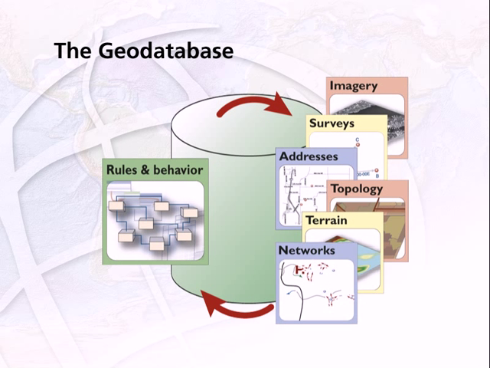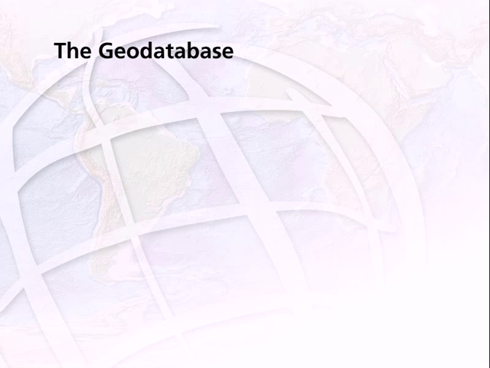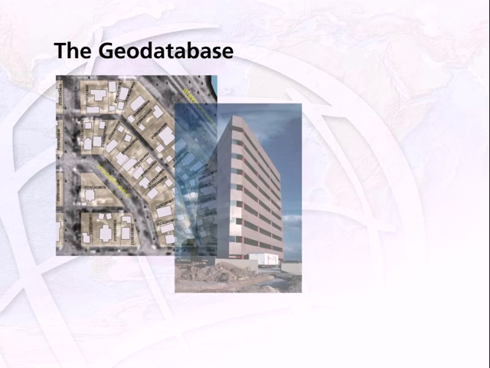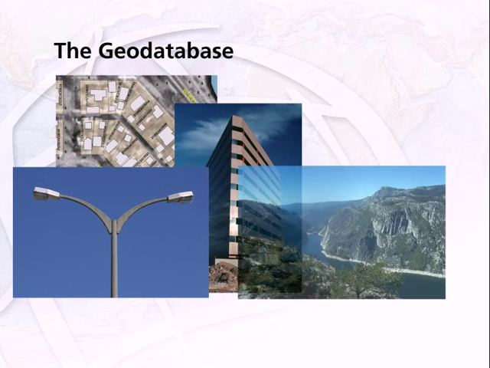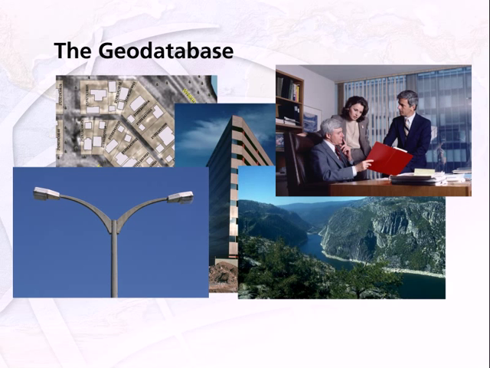The geodatabase is an open storage structure for storing and managing GIS-related data in a database management system. In the geodatabase, a feature represents a real-world entity, such as a parcel, building, streetlight, river, or customer. A group of similar features is called a feature class.